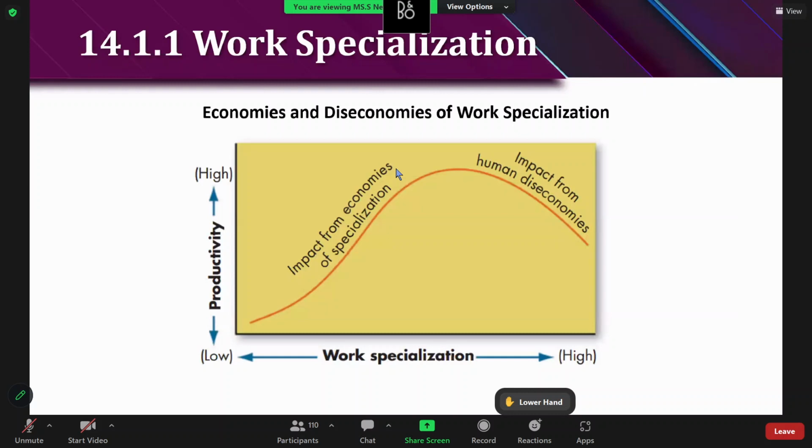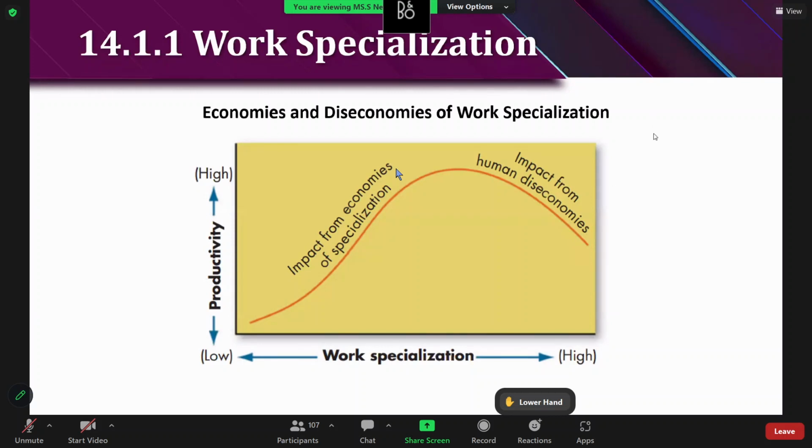So the economies of scale. Initially, work specialization will lead to an increase in economies of scale, that means decreasing the cost of production and all. And when it is continuously done, when you continuously perform the same activity for a long period of time, it can result in human diseconomies, where the productivity will be declining.